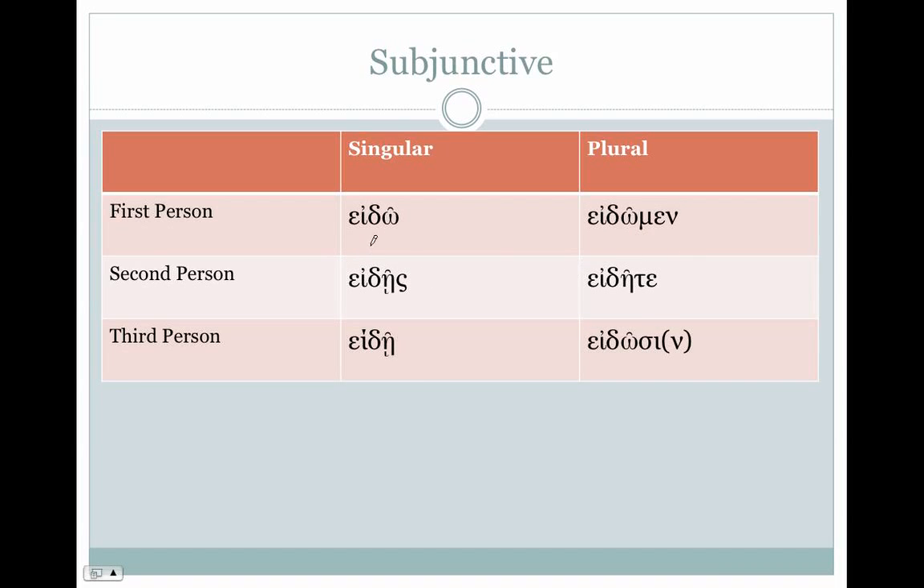The subjunctive is going to use that stem, that eid stem: eido, eides, eide. These endings are what you'd expect. Eidomen, eidete, eidosin. So the subjunctive is very easy. You've got this eid stem and the endings.